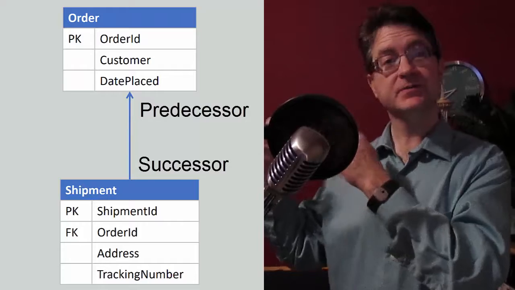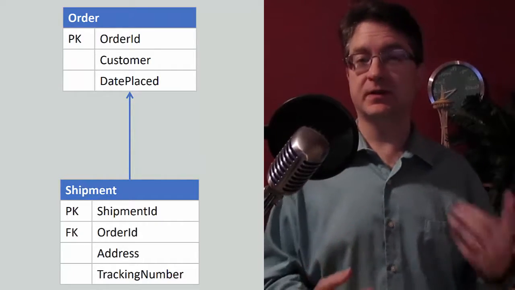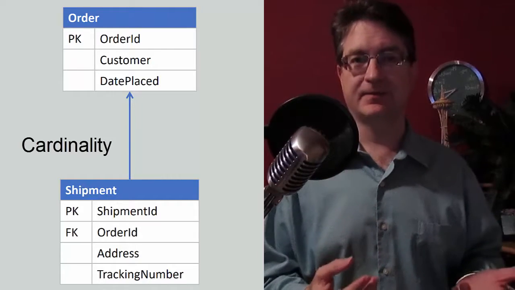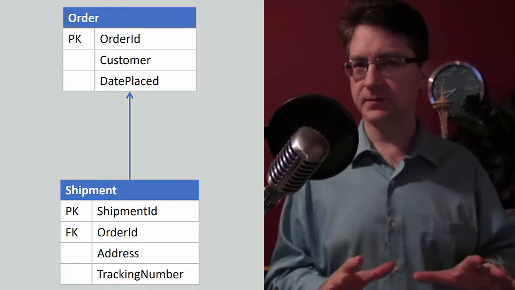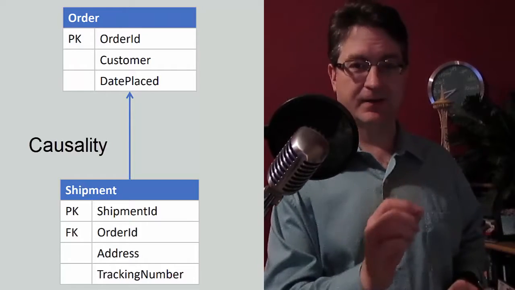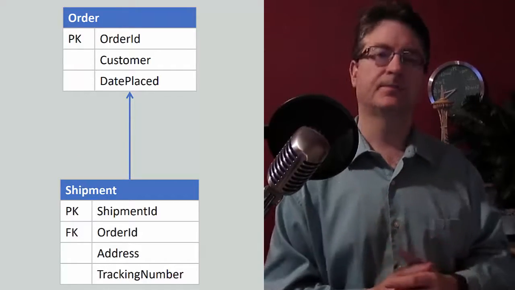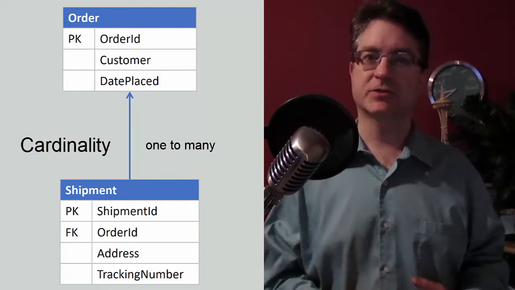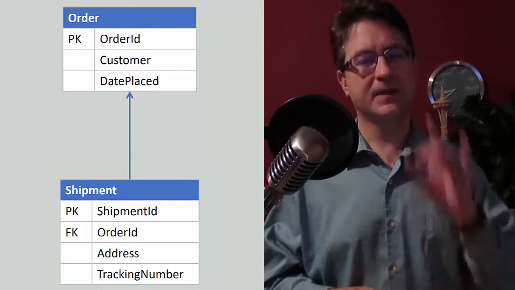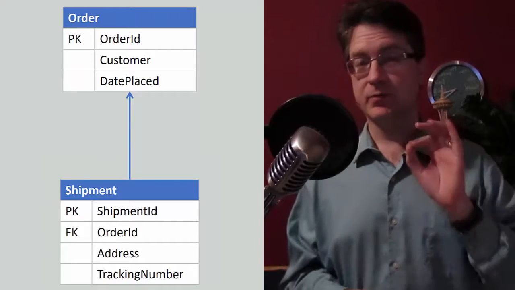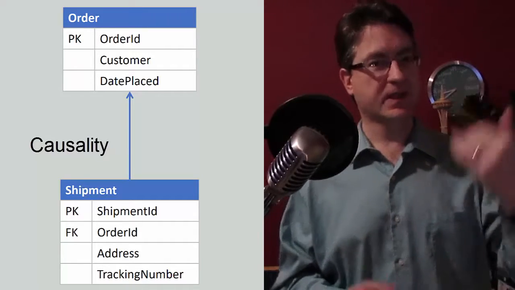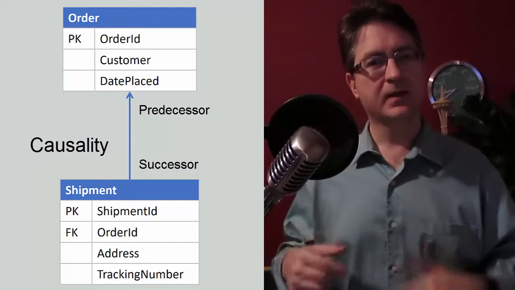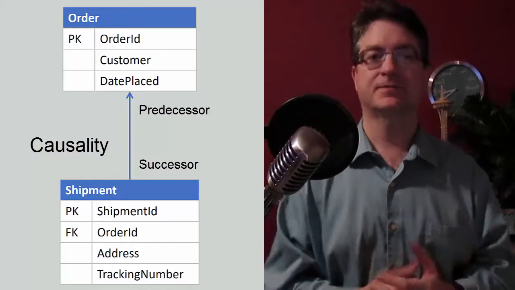And so we've got the predecessor and the successor. Now, usually in a relational database, we use foreign keys to talk about cardinality. In a historical model, we use them to talk about causality. So what's the difference here? Cardinality is just how many you've got. So this is a one-to-many relationship. Now, that's interesting, but that's not the most important part. The most important part is the causality, which came first. The order came before the shipment. And so the order is the predecessor.